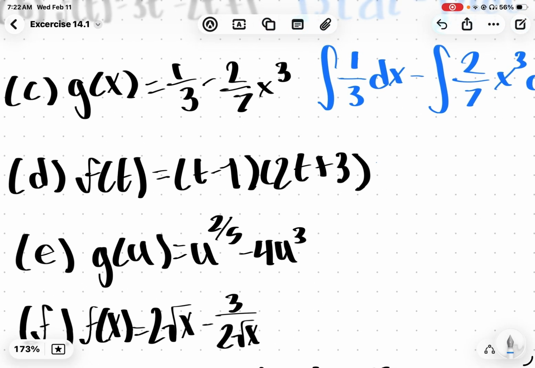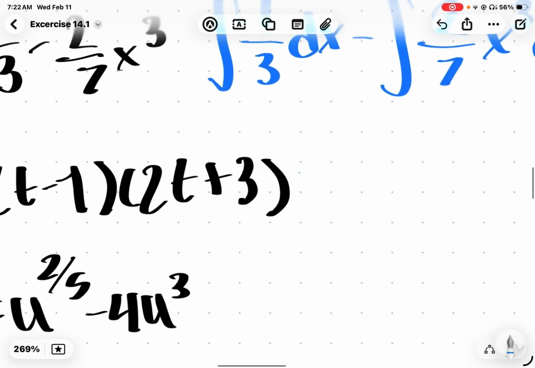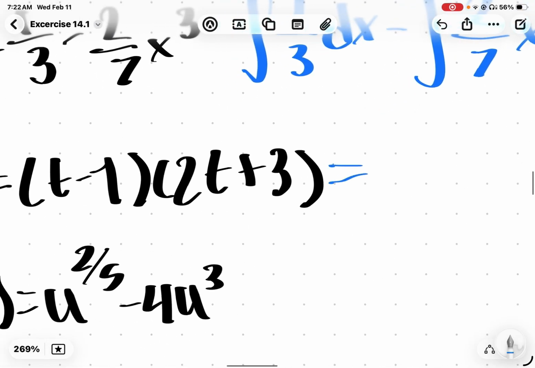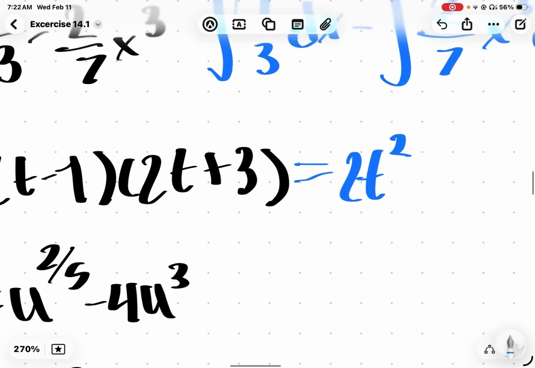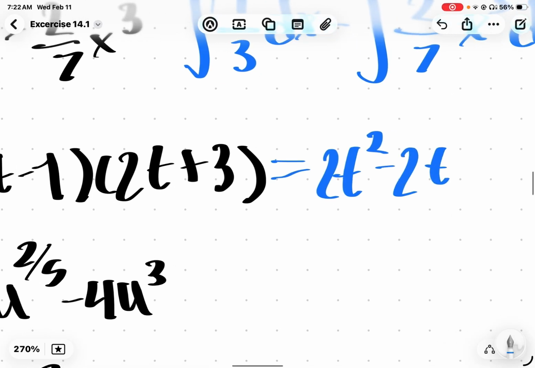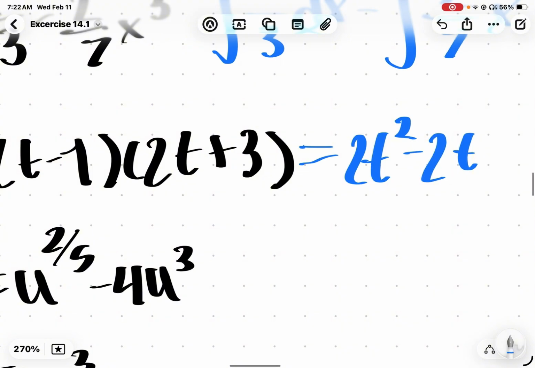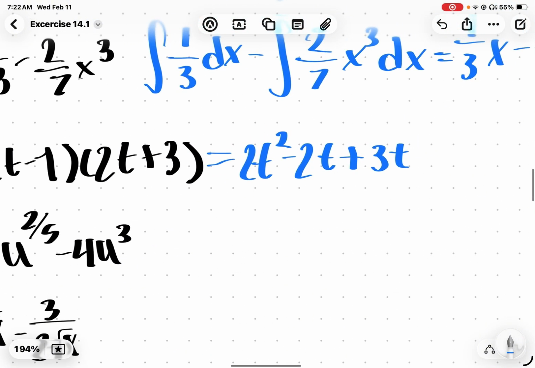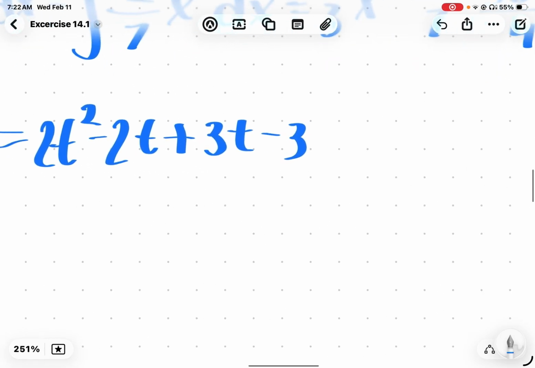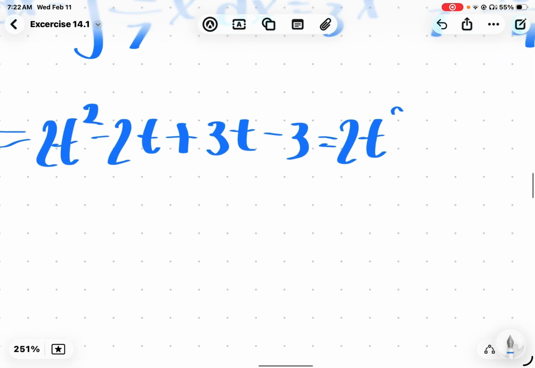We have f of t equals t minus 1 times 2t plus 3. I think the easiest thing to do would be to expand this. We get 2t squared minus 2t plus 3t, and then minus 3, which simplifies to 2t squared plus t minus 3.